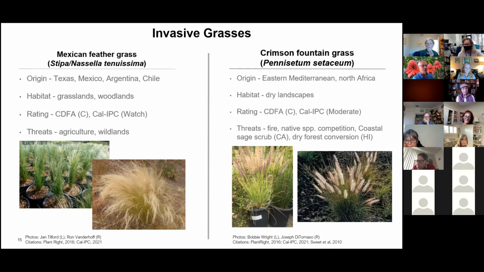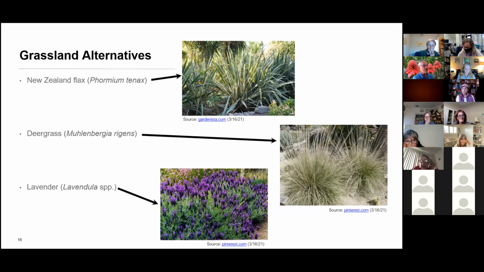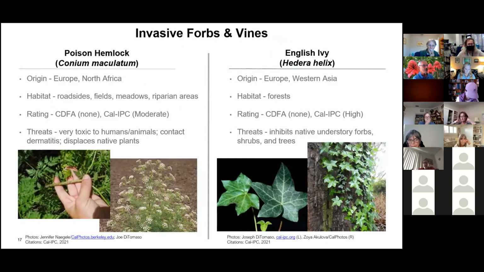It's not so much a problem up here, but the Southern California coastal scrub community is really affected by this. It increases fire and it's taking over that habitat. Alternatives, not just grasses, but other grassland level alternatives include lavender, deer grass, New Zealand flax. There's many, many alternatives.